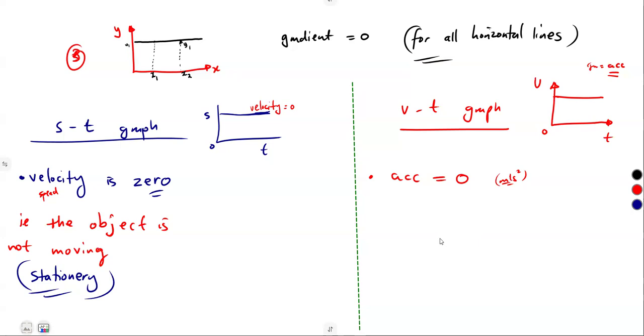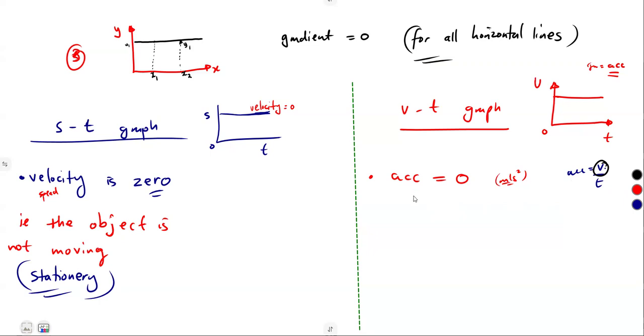When acceleration is equal to 0, what does it mean? Remember, acceleration is the rate of change of velocity, velocity over time. The acceleration being 0 means the velocity is the same when the time is changing. The velocity is constant. It's not about the object not moving here for a velocity time graph. No. It's about the velocity not changing. That's the velocity being constant.